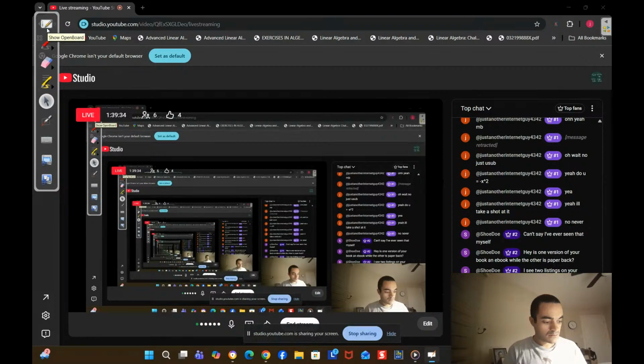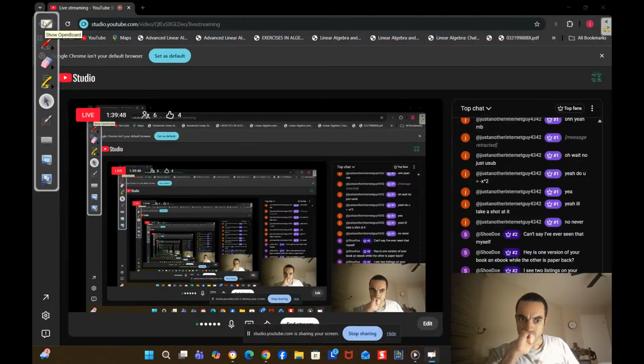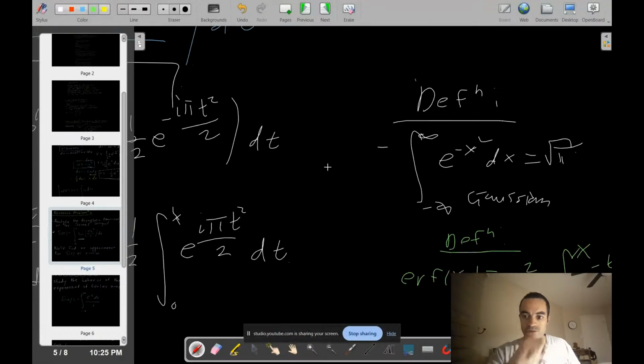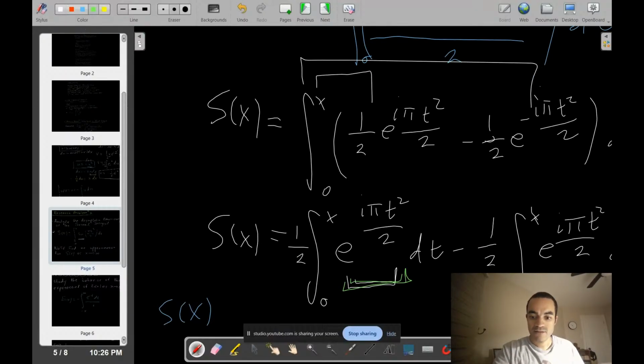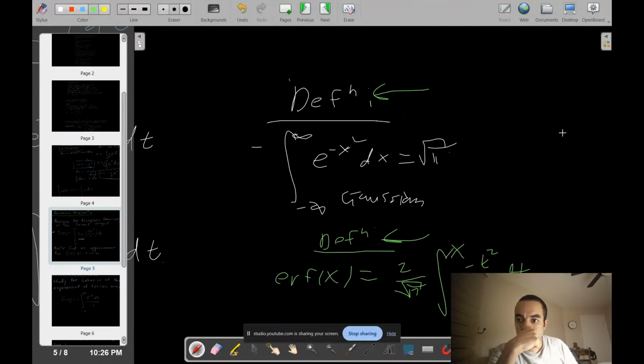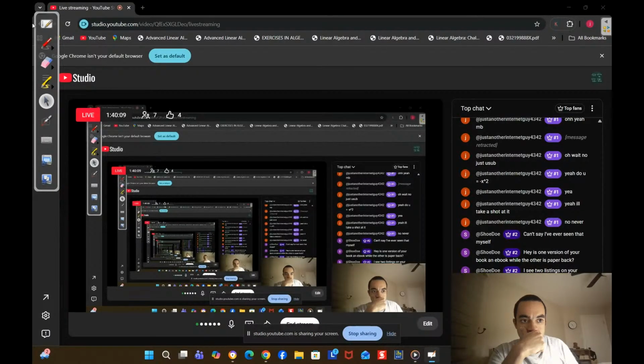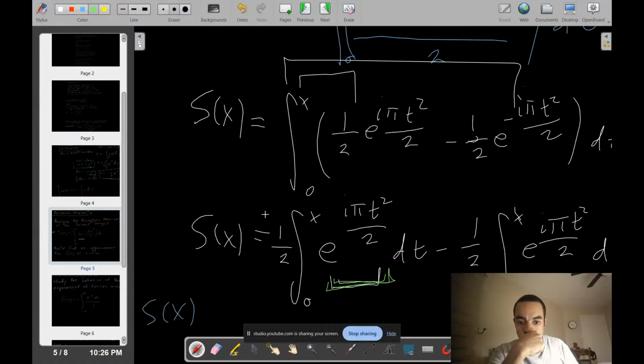Okay. Just let me know. I want your feedback, guys. Come on. Which integral do we have to use? This definition or this definition to calculate this? How are we calculating this integral? Anybody know? How do we calculate this integral?